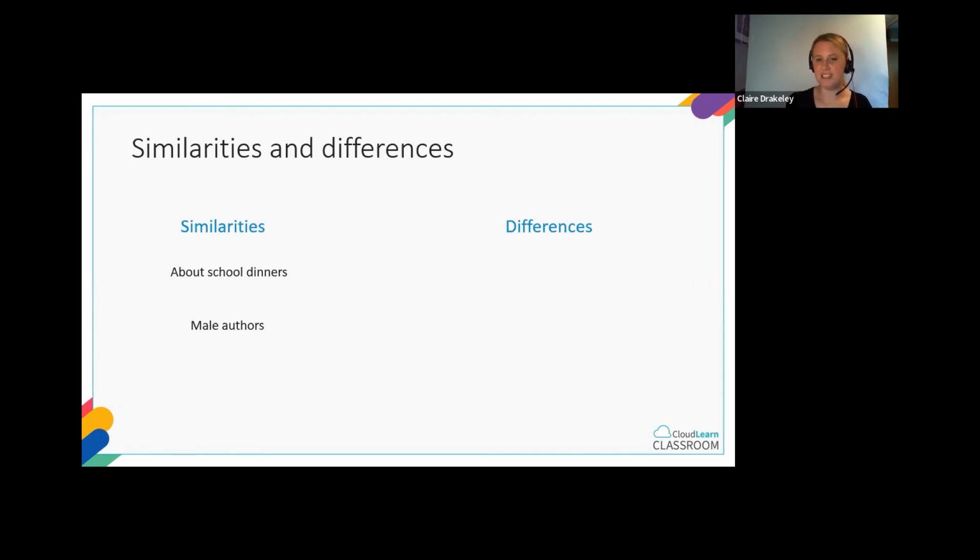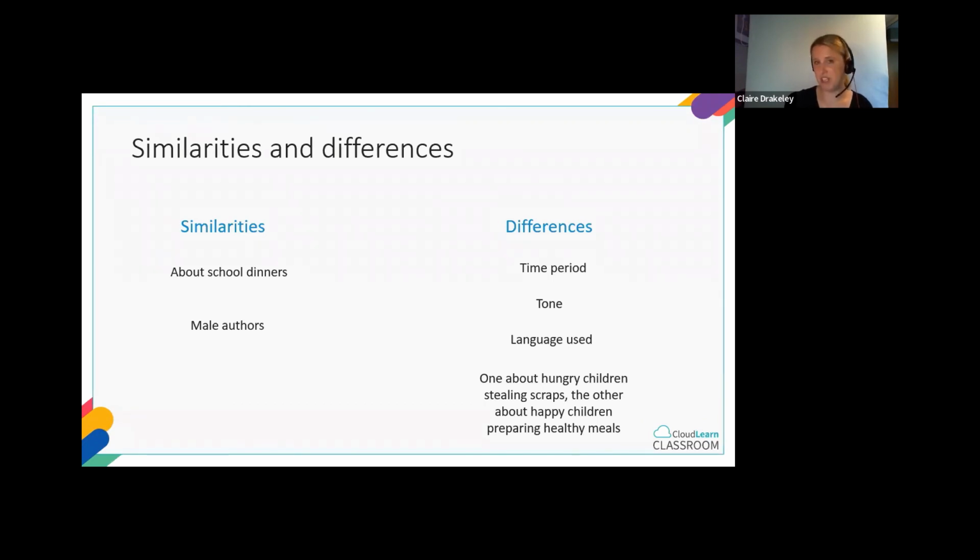So yeah, absolutely. So let's take a look at some differences that I spotted. The time period, well done for spotting that. The tone, well done, Tabitha. The language used, the formal language versus the colloquial upbeat language. One is about hungry children stealing scraps. The other is about happy children preparing healthy meals. You couldn't really get much different than that, could you?